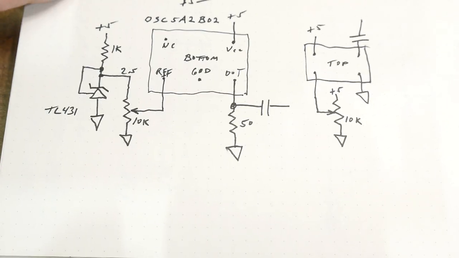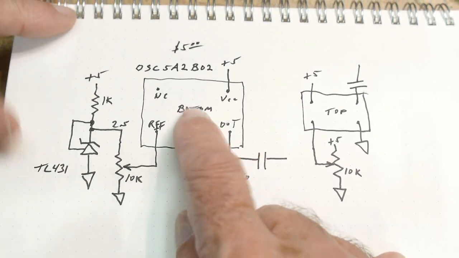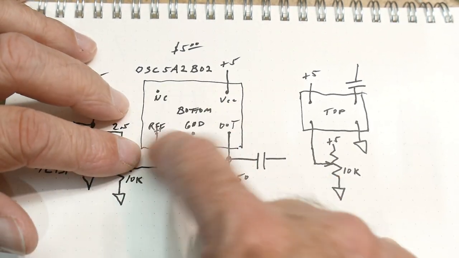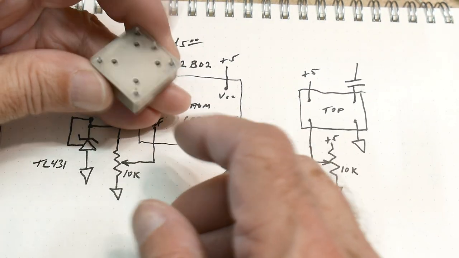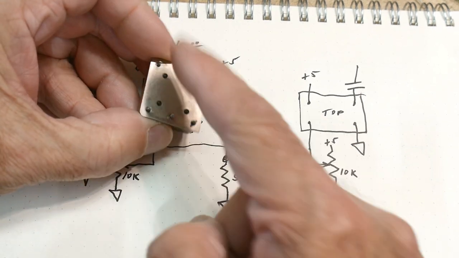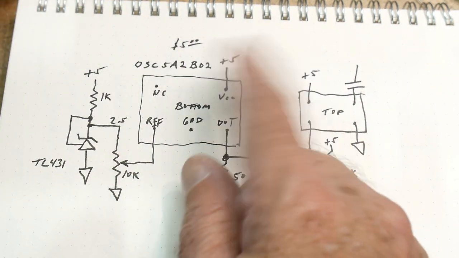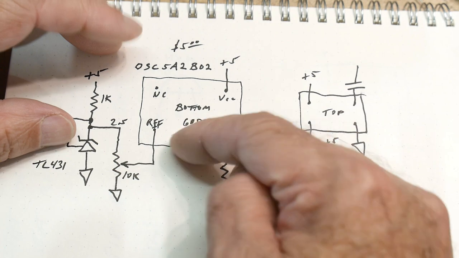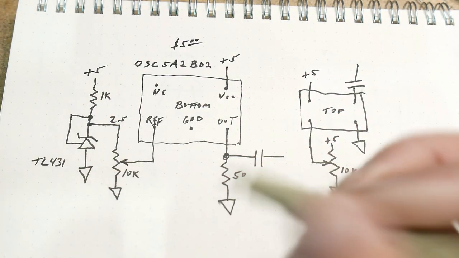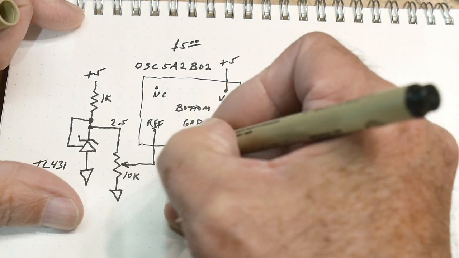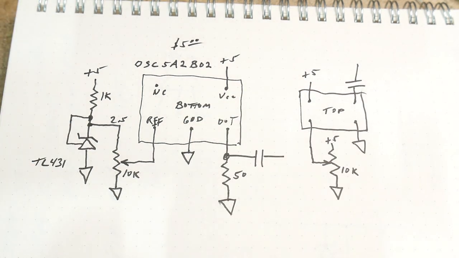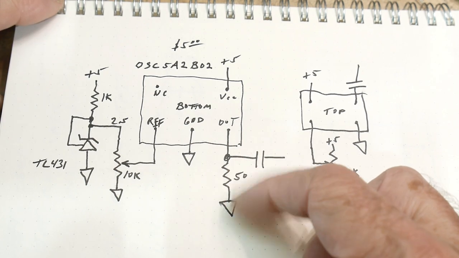So this is what I came up with. This is the big oscillator, the oven. This is the bottom of it. Three pins on one side and two pins on the other side. No connect, 5 volts and ground. I should draw this in. This is ground. All right. And then the output pin goes to a 50 ohm load and then out.